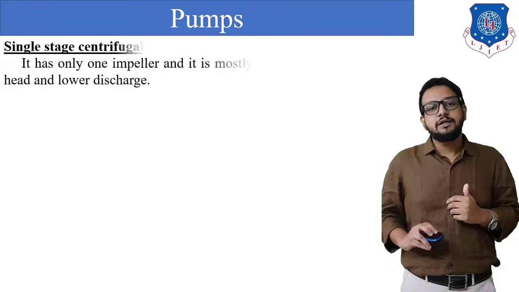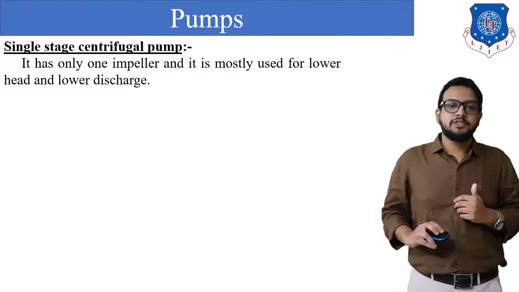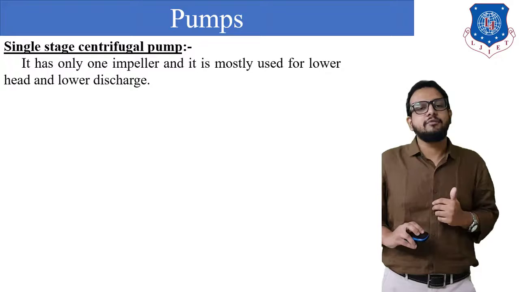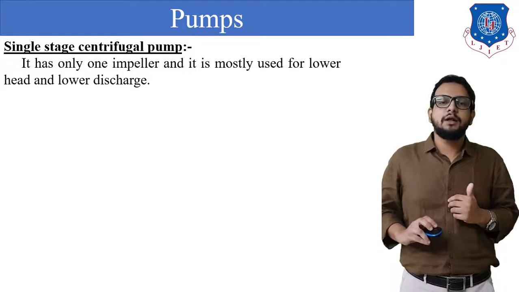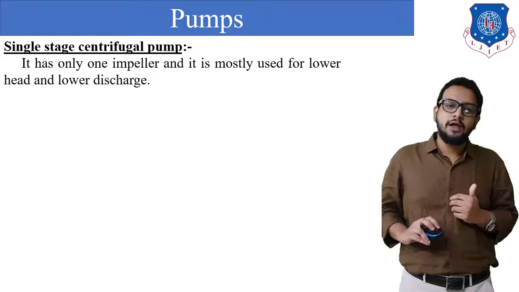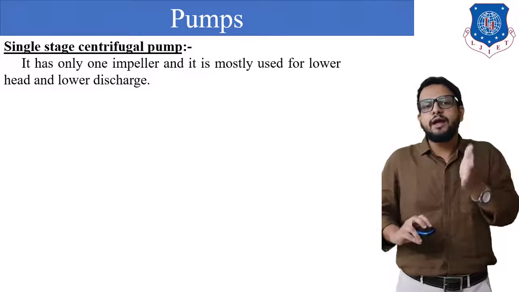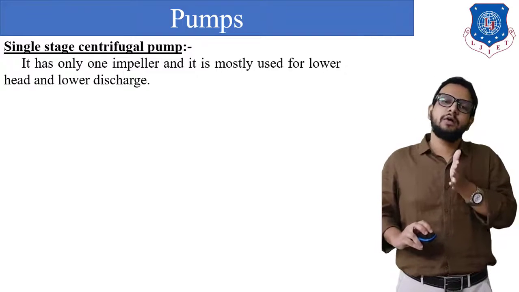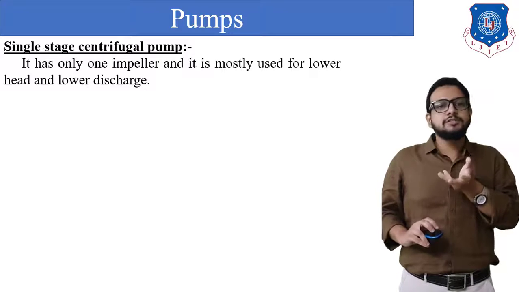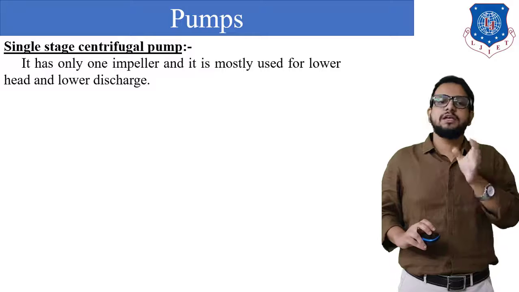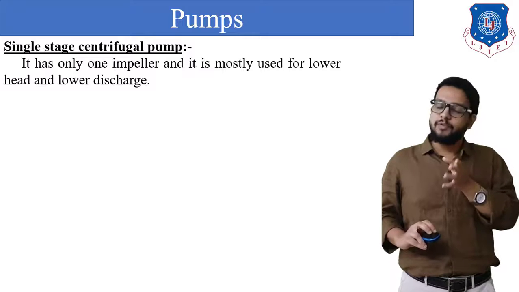Okay. Now let us see the next classification, based on stages. That is first, the single stage centrifugal pump. In this stage, it has only one impeller and it is mostly used for lower head and lower discharge. So when a lower head and lower discharge is required, a centrifugal pump with a single impeller is used, and that arrangement is called a single stage centrifugal pump arrangement.